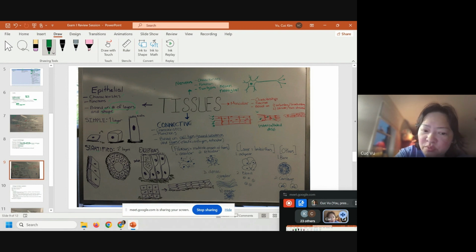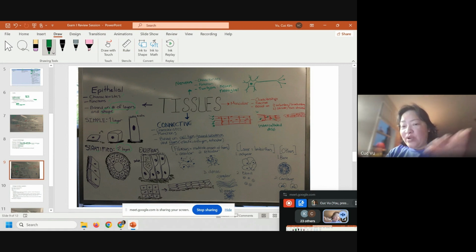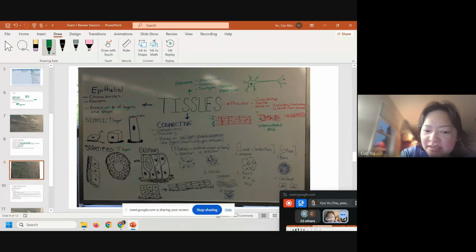Stratified has 2 or more layers, and someone had talked about this. It's really hard because tissues aren't going to be positioned in the exact same way where the bottom is the bottom and the top is the top. No. That's why in order to identify stratified, you have to look for 2 main things. 1, the basement membrane, and the free surface.